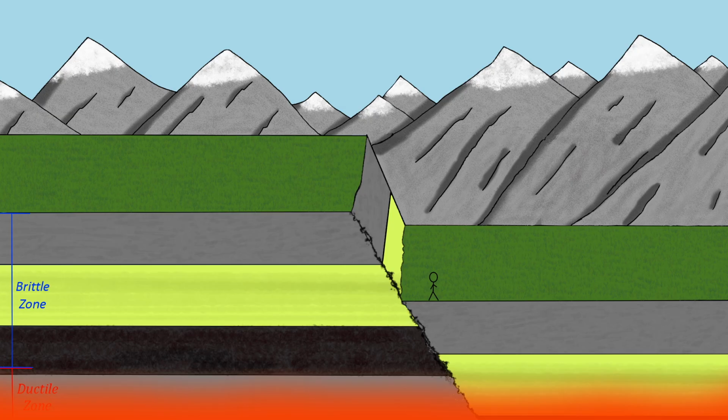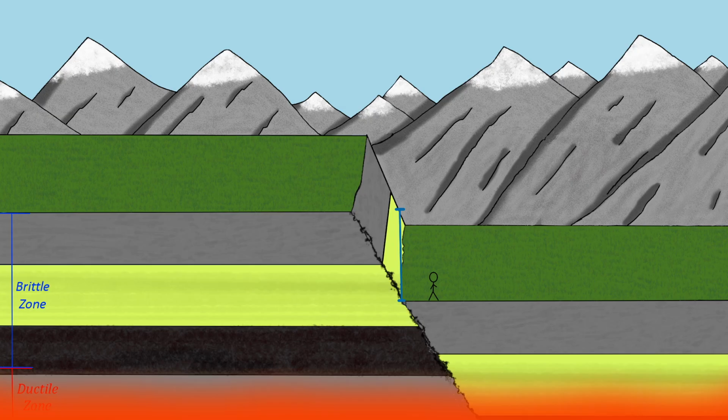Next, you need to identify the hanging and foot walls. To do this, you need to look at the dip of the fault face. This is the angle of the fault face. Then we need to either draw or imagine a vertical line running up from the base of the fault face.